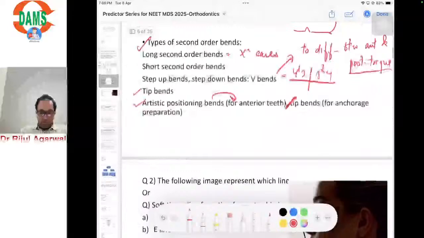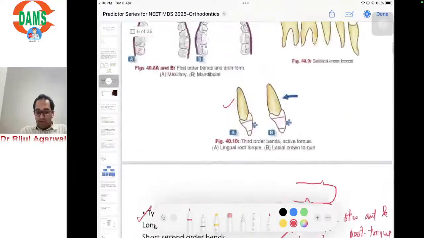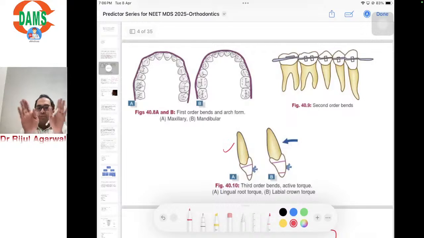I hope I am clear. Artistic positioning bends are the same tip bends when given for the anterior teeth. Anterior teeth cannot be represented by tipping back of the crown, so that's why there is no image. The same tip bends when given in the anterior teeth are known as artistic positioning bends.